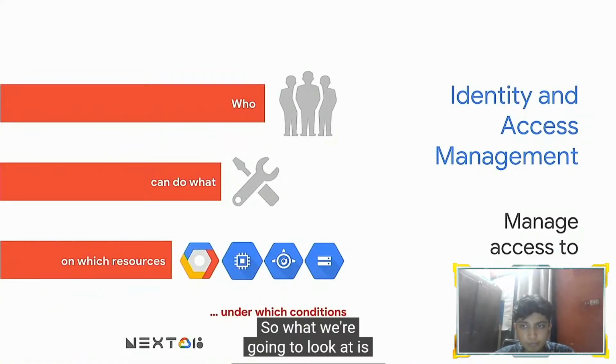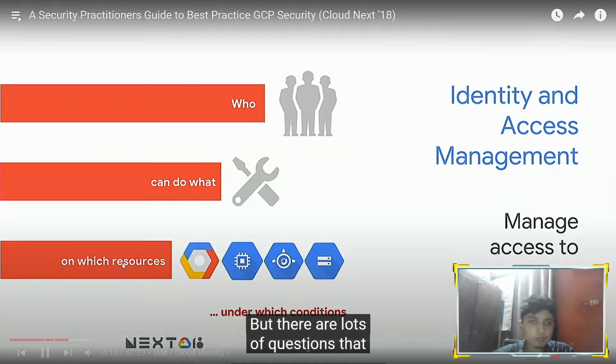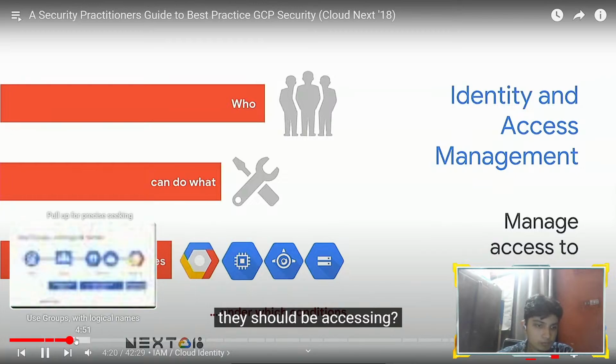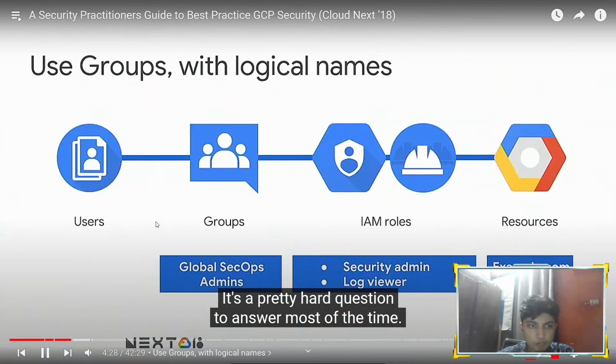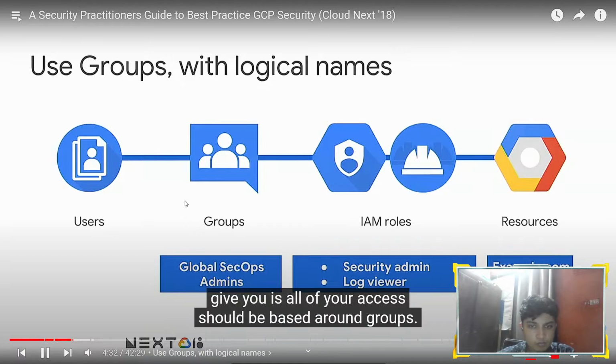So what we're going to look at is who can access what resources, which sounds pretty simple, but there's lots of questions that come out of this, such as how do you figure out what resources they should be accessing, and actually who can access those resources? It's a pretty hard question to answer most of the time. The very first piece of advice I'll give you is all of your access should be based around groups.